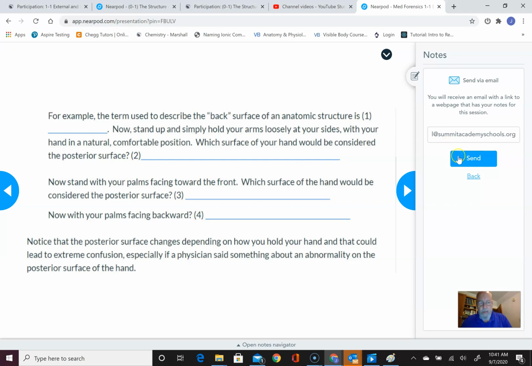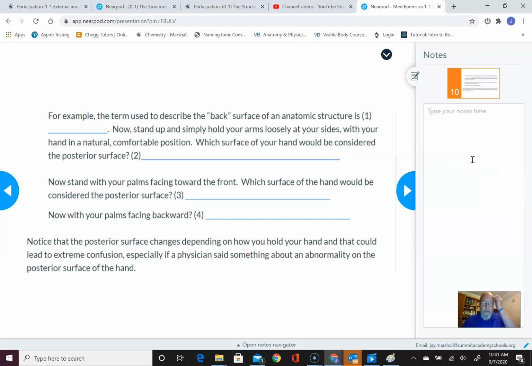j.marshall@summitacademyschools.org. Okay, so I'm not really needing to send myself those notes. I'm just making it so that I can type words in here and you can see them so you know what goes in the blanks.